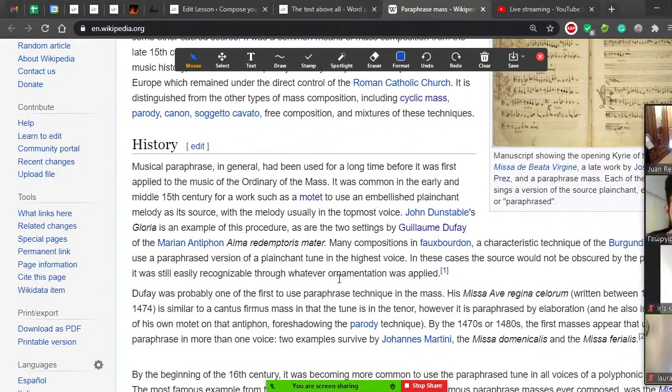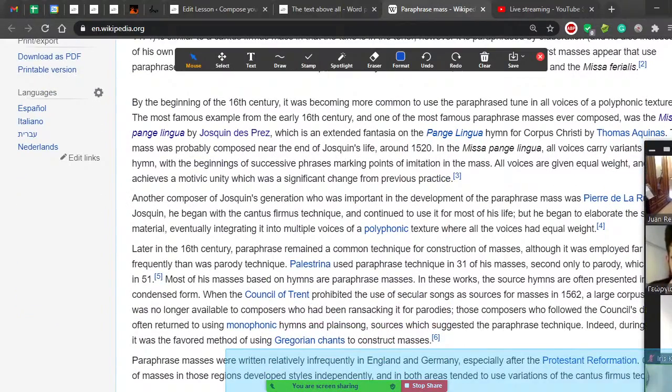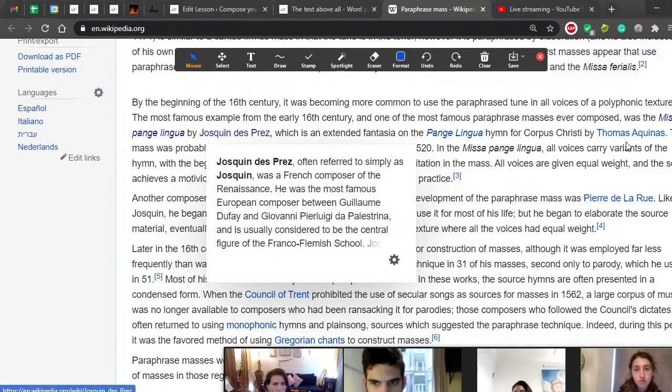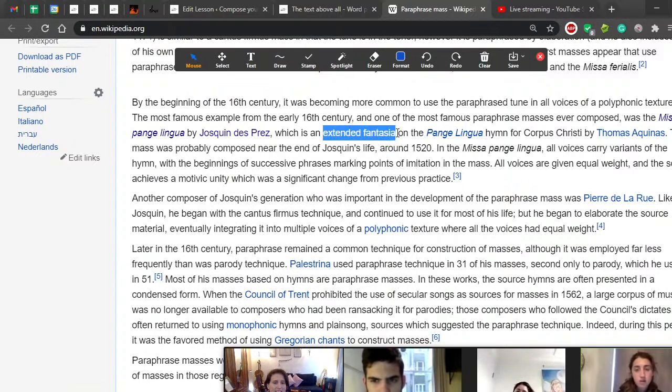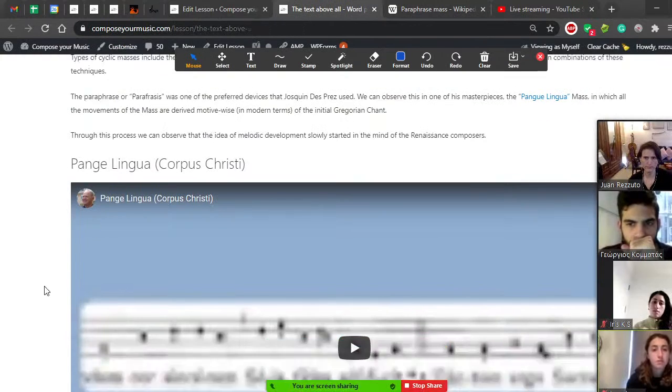As I told you many times, we're not going to be specialists. But the one that we are going to see, as an example, is the Pange lingua by Josquin Desprez, which is called an extended fantasia. Why extended fantasia? Because you're going to see that each number is paraphrasing the Gregorian chant Corpus Christi, composed by Thomas Aquinas. Now let's go to it. We saw it first, but now we're going to see a relation.